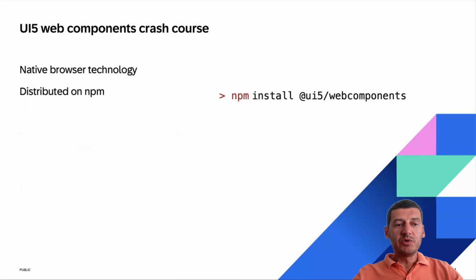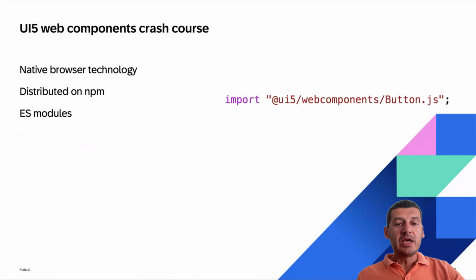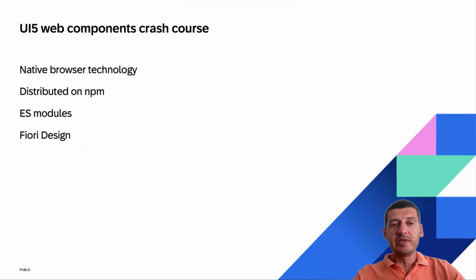So UI5 Web Components are distributed on NPM. So you just do an NPM install. It's an open source project, and they are available as ES modules. So in a nutshell, an open source technology available using the browser standards, relying on everything coming from the browser. And they implement the Fiori design. So that's important. They're really the vehicle to make this UX consistency available across technology.